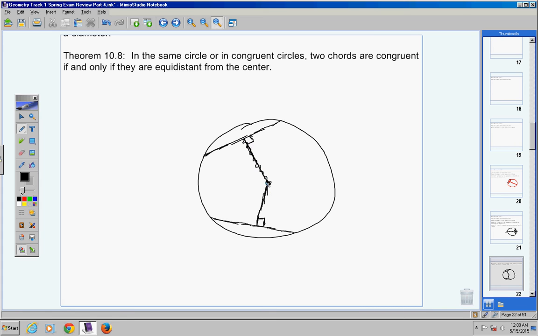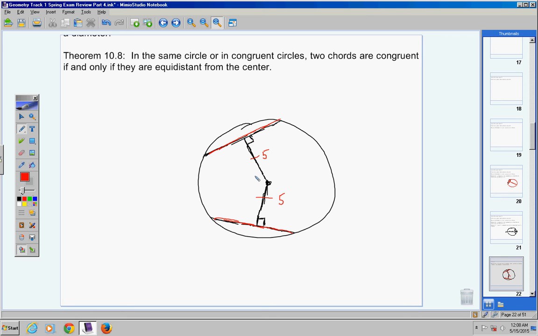the distance here from the center to the right angle, if those two distances are the same, we're going to go ahead and mark that they are. So we're going to put a mark here and a mark here. If those two lengths are the same, then this chord is equal to this chord, because if this length is 5 and this length is 5, that means these two chords are the same distance from the center of the circle.